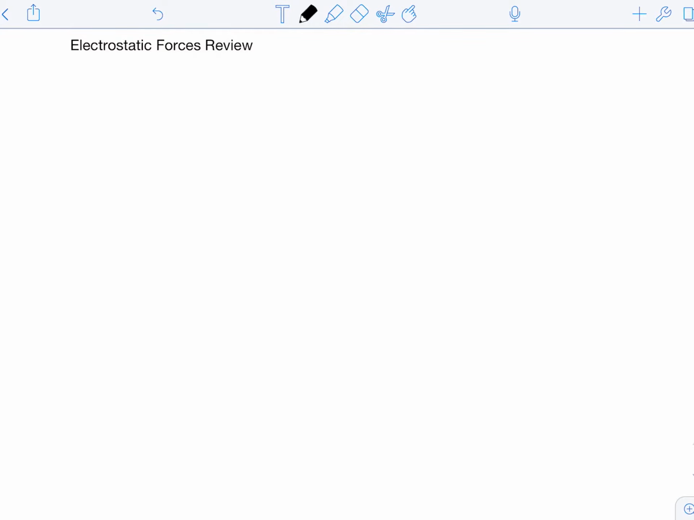Hello, today we're going to look at electrostatic forces. This should be a review for everyone from 1211, but just in case, I want to make sure everybody's on the same page. So electrostatic forces, we can also call this electrostatic potential energy. And we look at it in terms of Coulomb's law.